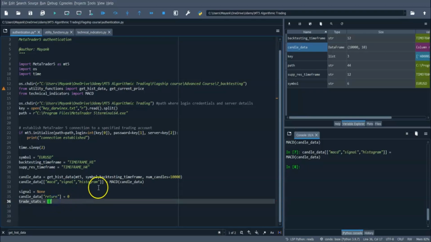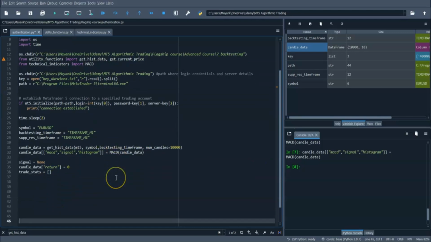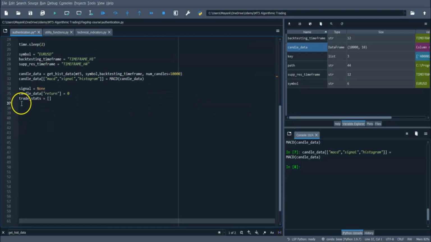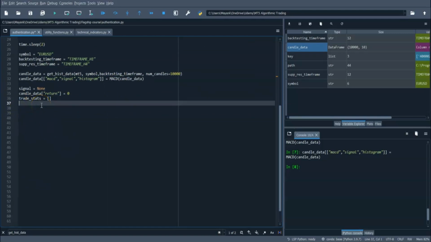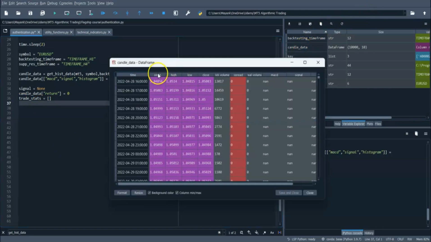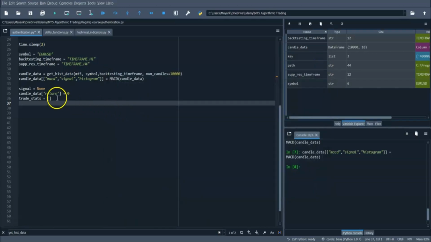And another thing that I like to do before delving into the actual backtesting is that I want to identify the columns in this backtesting data frame. So we have open, high, low, close, and so on. So we can either use the column names like open, high, low, close, or we can use their index 0, 1, 2, 3, 4. I like to use the column index numbers. So let me do that.